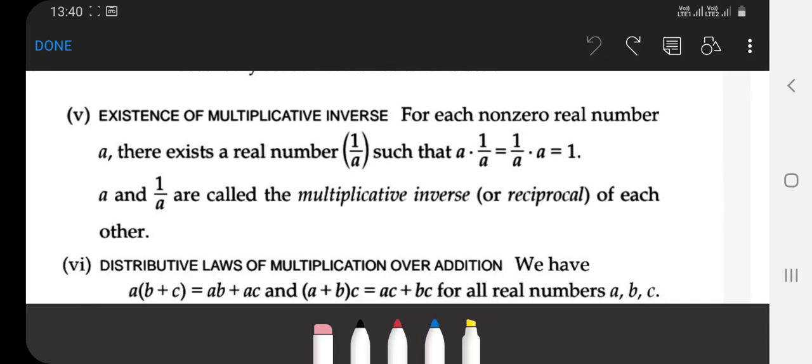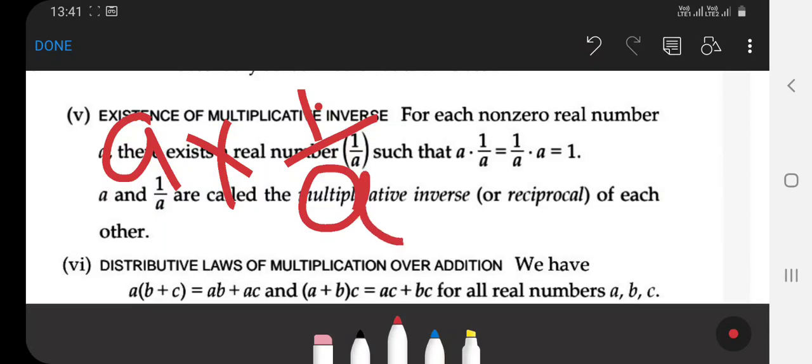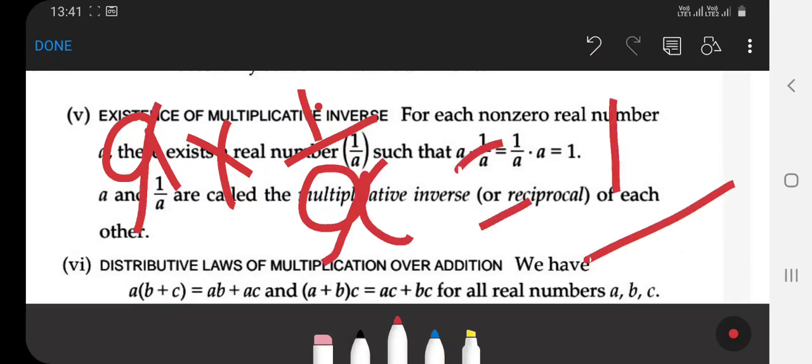Existence of multiplicative inverse. For each non-zero real number a, there exists a real number 1 by a, where a into 1 by a is equal to 1. So a and 1 by a are called the multiplicative inverse or reciprocal of each other.